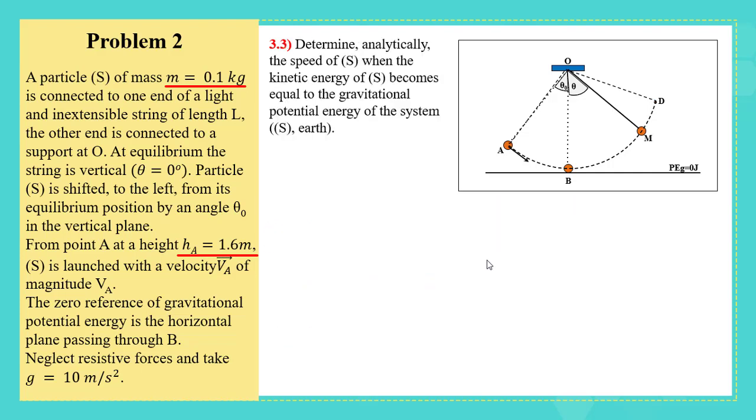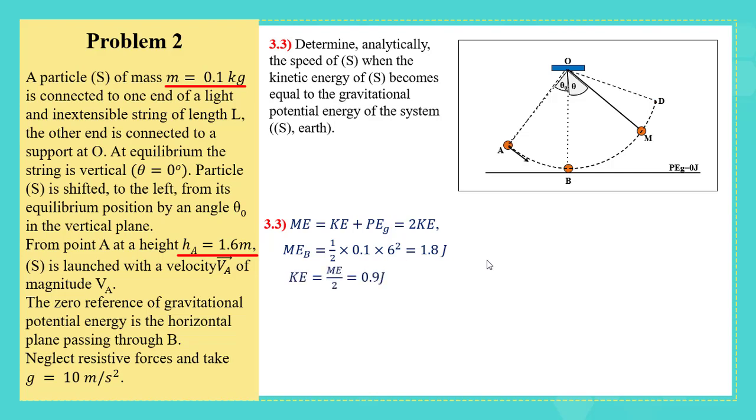Determine analytically the speed of S when the kinetic energy of S becomes equal to gravitational potential energy. The mechanical energy in this case equals 2 kinetic energy, or we can write it as 2 potential energy, because kinetic equals potential. But we know that at point B, mechanical energy is half m VB squared, which is 1.8 joules, and mechanical energy is conserved, so at any position it is 1.8 joules.